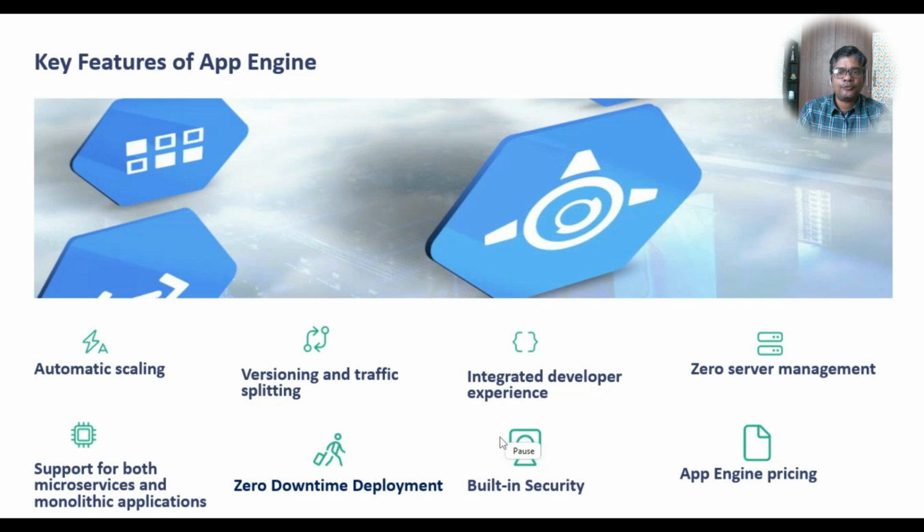Next one is support for both microservice and monolithic applications. App Engine can be used for small services, large applications, as well as multi-component applications. Next one is zero downtime deployment. It allows seamless updates without affecting the end user experience. Next one is built-in security. It includes features like identity and access management, SSL/TLS encryption as well as DDoS protection. Next one is App Engine pricing. Pay as you go. You pay only for the features or services that you are using.